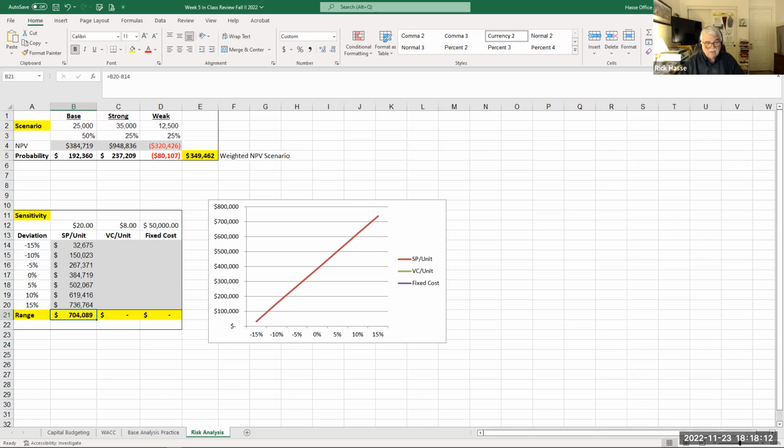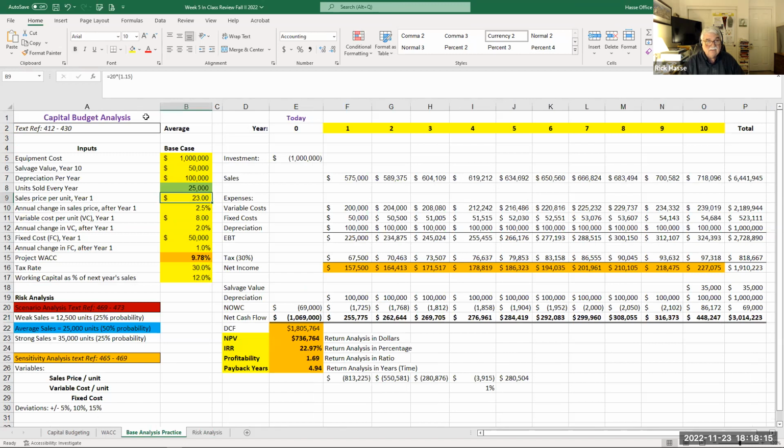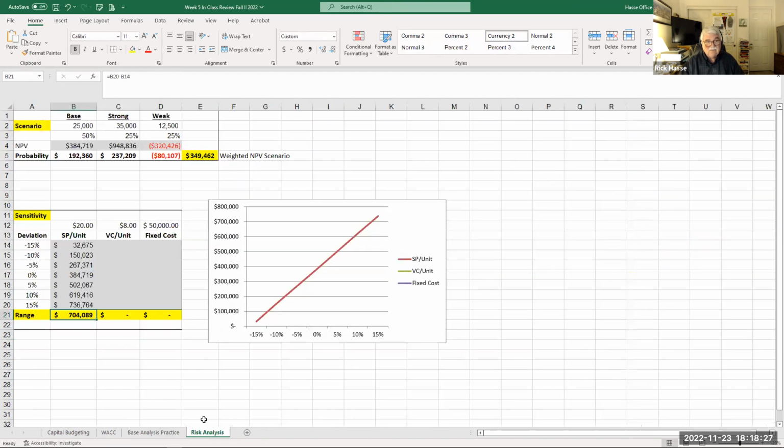So now we go back to our base case and put everything back to normal again. Let's not increase the selling price at all and keep it $20. And now we're back to our original 384,719. And now let's adjust variable cost, a second sensitivity variable, $8 a unit. Let's lower our variable cost by 15%. How does that affect the project's NPV with everything else staying the same?